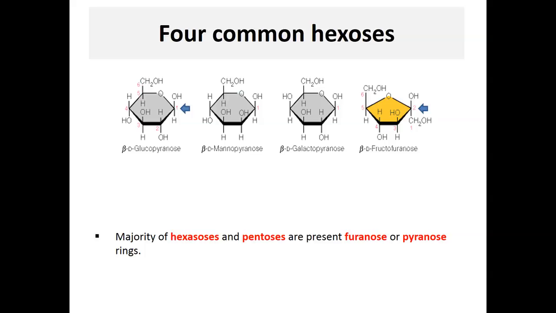Now, fructofuranose is a little different. It's a single one. You can just memorize that as it is, okay? All right. So the 6-membered rings are called pyranose.